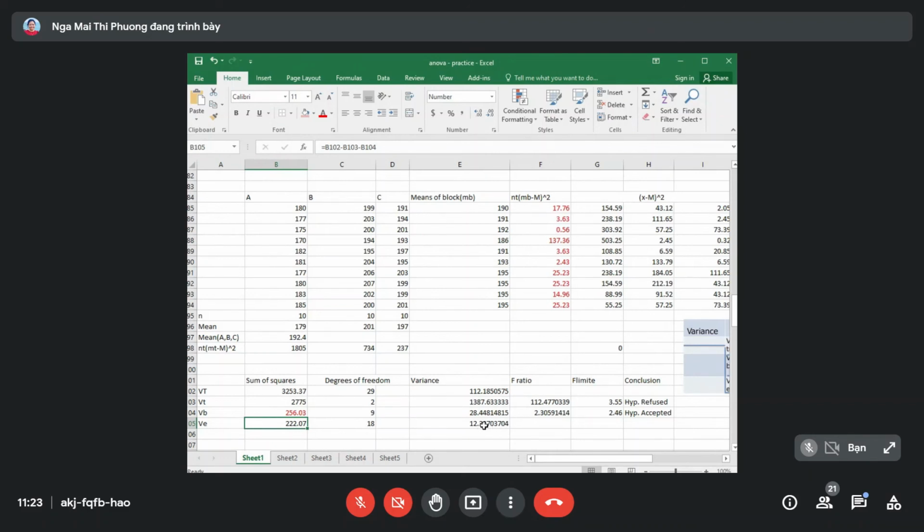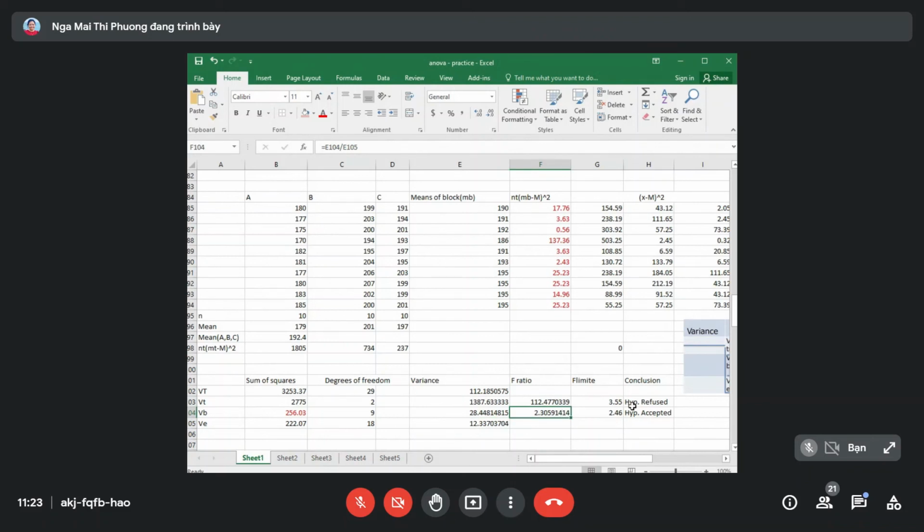And you get the variance of block and the variance of error by dividing the sum of square by the degree of freedom. Then you calculate the F ratios. The first F ratio is the variance of treatment divided by the variance of error. The second one is the F ratio of the variance of block divided by the variance of error.